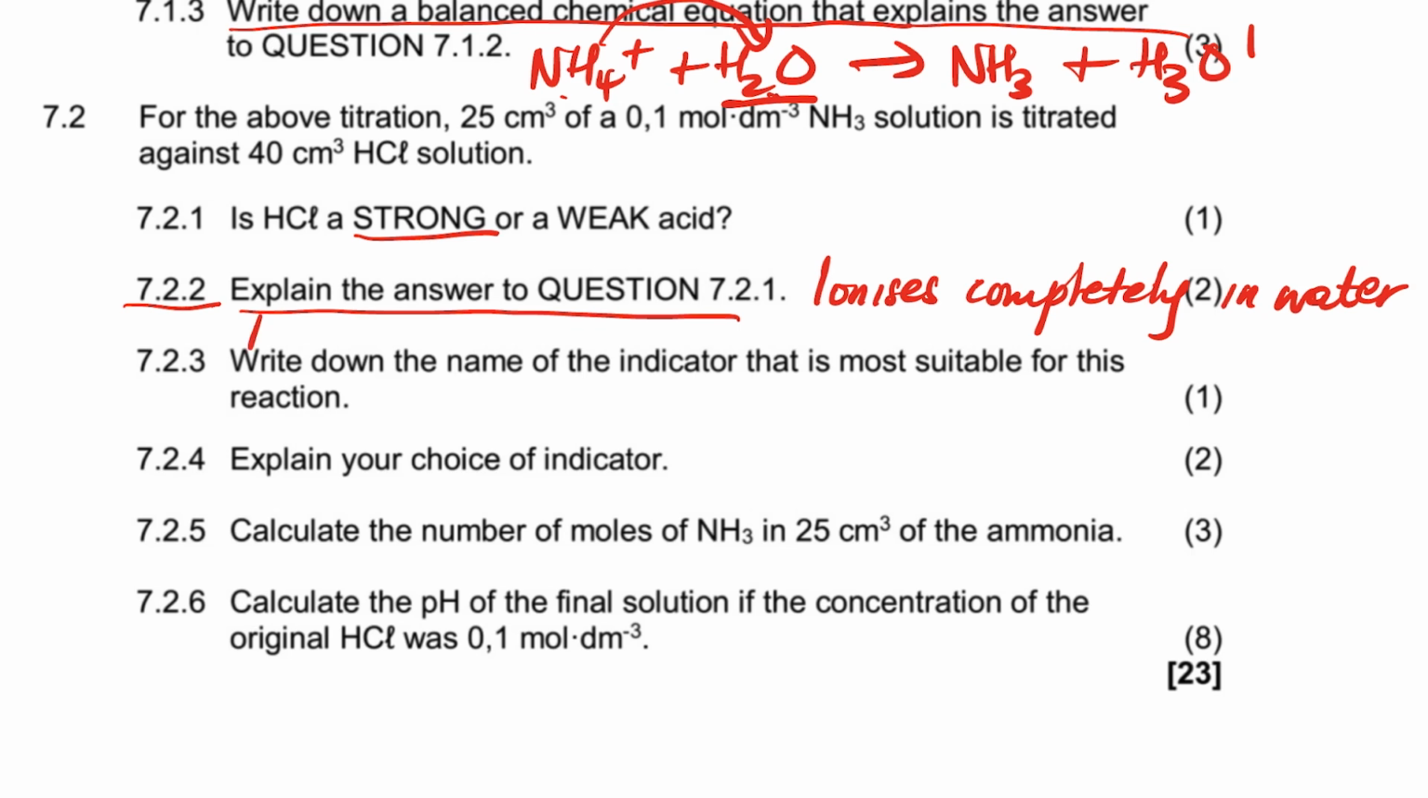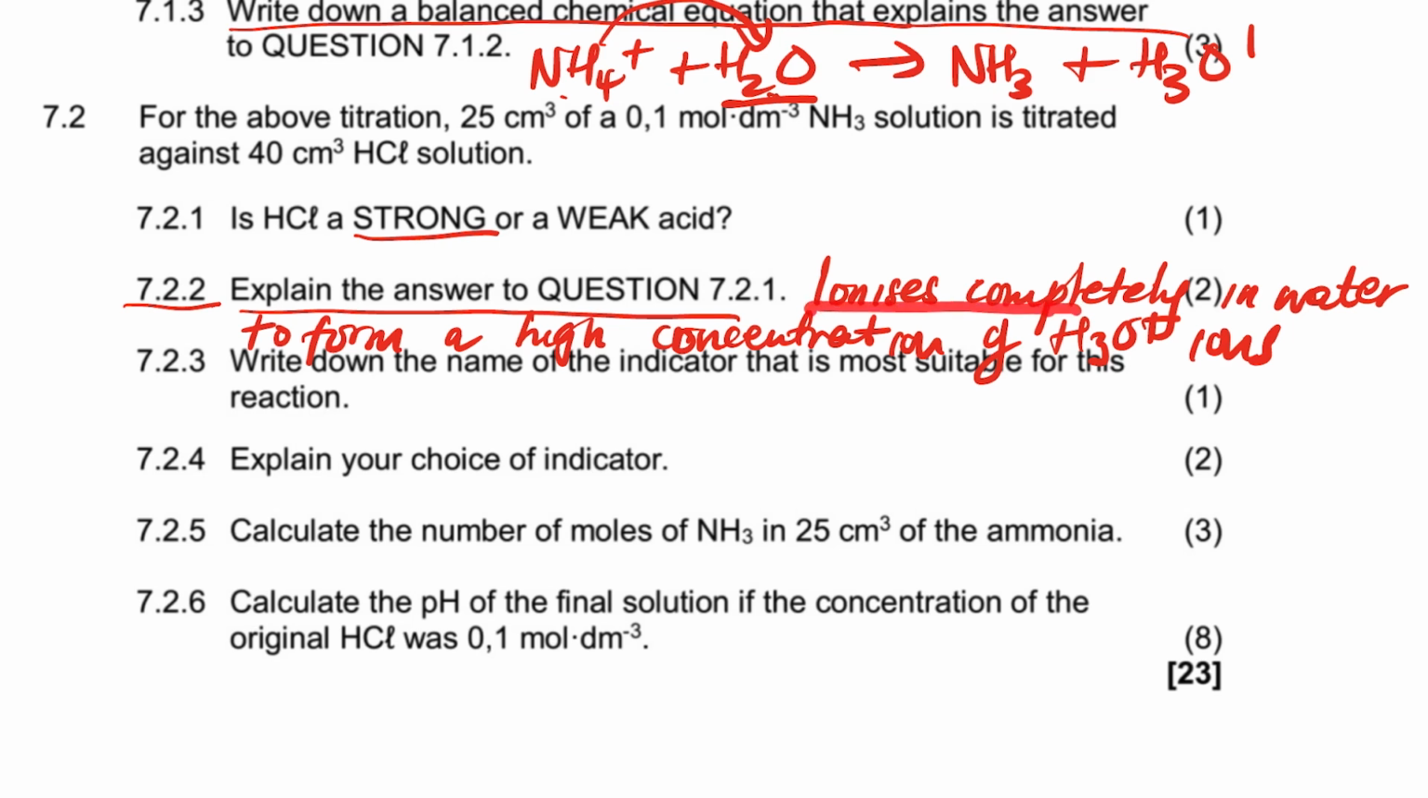And don't forget this. Don't just say it ionizes completely. You say it ionizes completely in water to form a high concentration of hydronium ions, right? That's how you say it's a strong acid. So if it was a weak acid, we're going to say it ionizes incompletely in water to form a low concentration of hydronium ions.